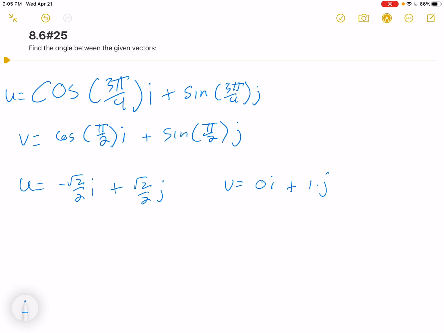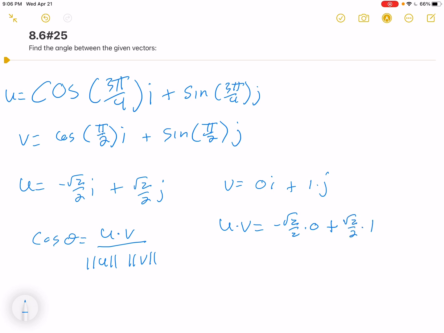So what we're looking for is cosine of theta equals u dot v over the magnitude of u times the magnitude of v. So our u dot v is going to be, we multiply the i components, so that's the negative square root of 2 over 2 times 0, plus the positive square root of 2 over 2 times 1. And that just results in square root of 2 over 2. So that's going to be our numerator here.